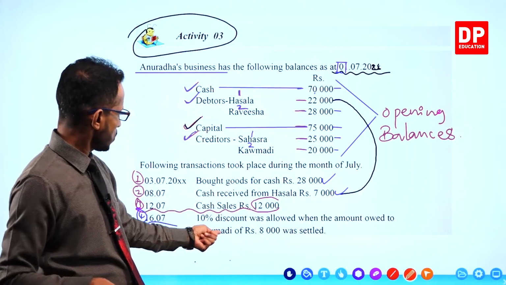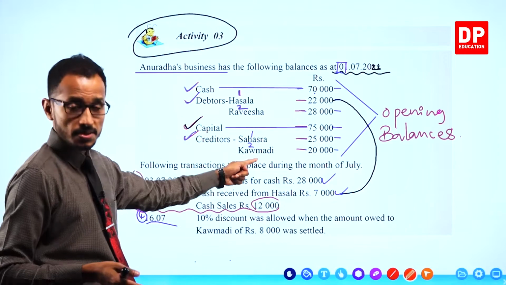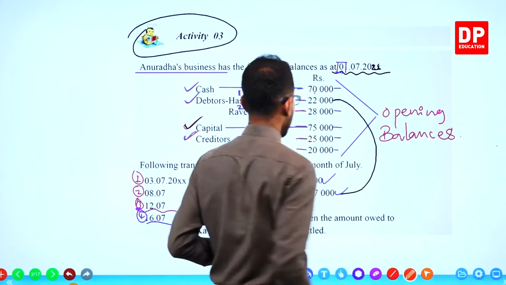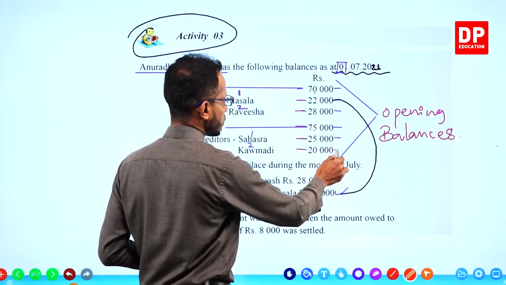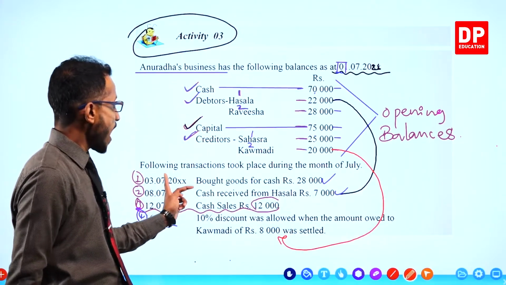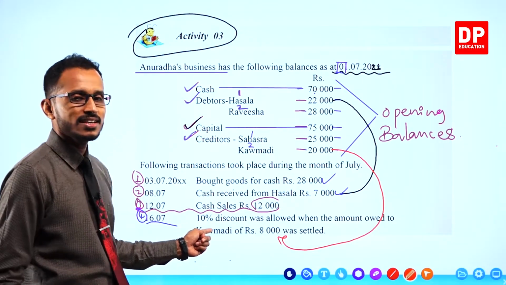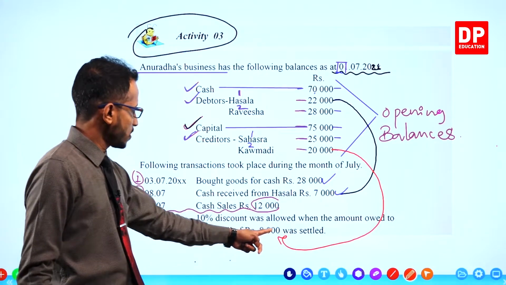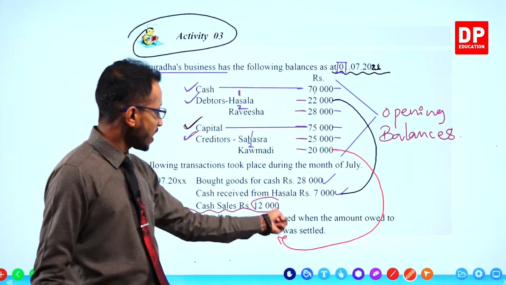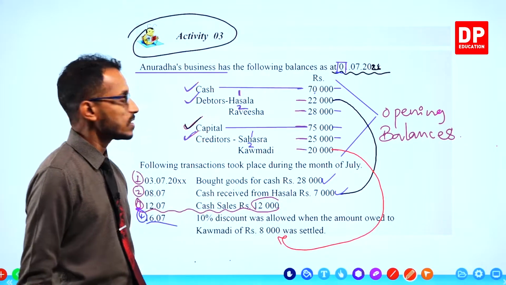And this girl is Kaumadi. Of course, we have a creditor called Kaumadi, see? This creditor, Kaumadi, to her we are owing 20,000, right? Out of that 20,000, we are paying 8,000 now, okay? And not that total 8,000 is paid. 10% discount should be deducted. The total 8,000 is not paid. 10% discount was allowed when the amount owed to Kaumadi was settled.